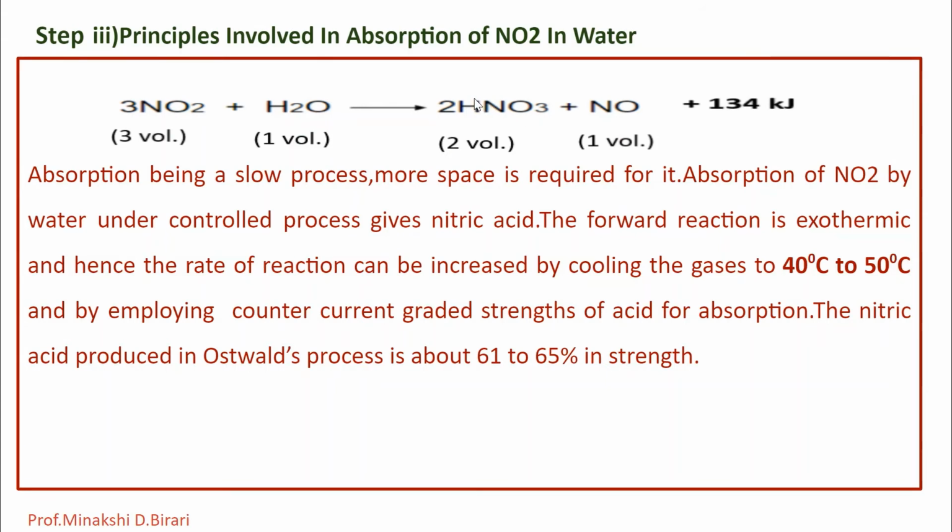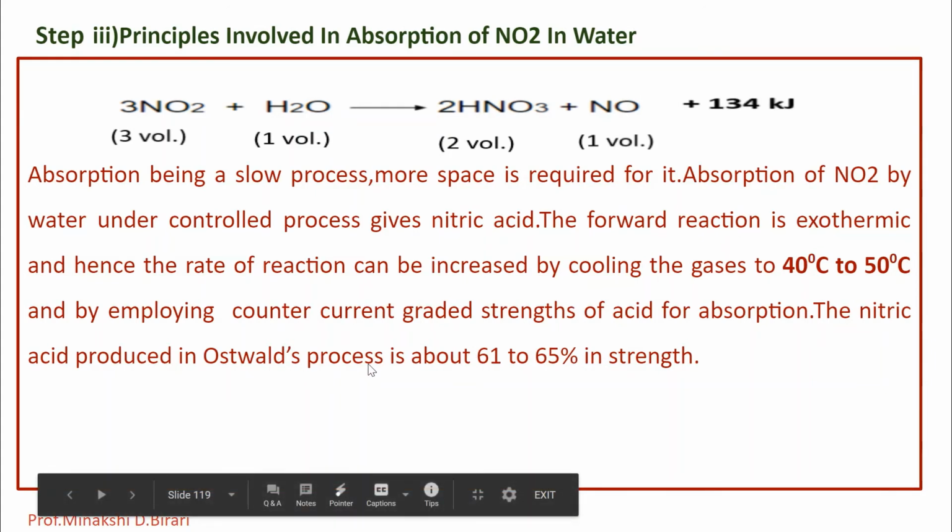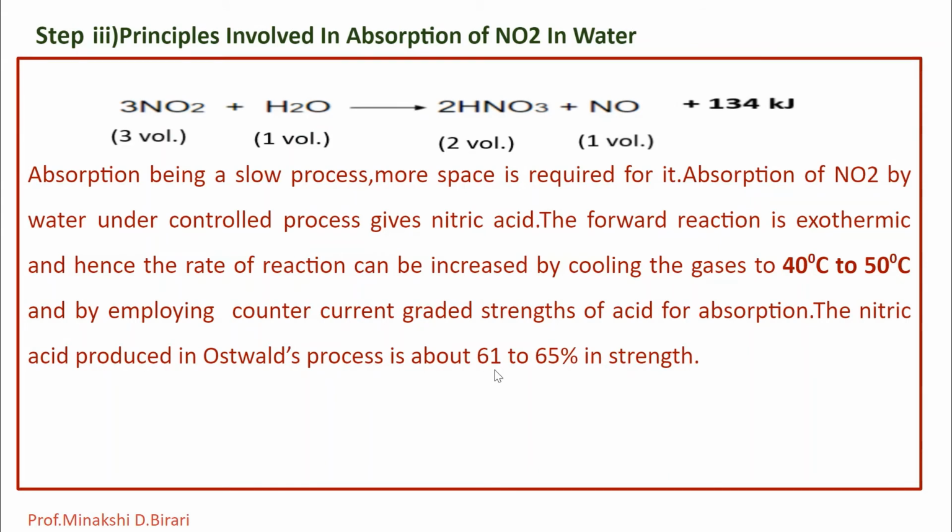This reaction is the controlling reaction. Rate of reaction is increased by cooling the reactants to 40 to 50 degrees Celsius because the reaction is exothermic. Absorption of NO2 is a slow process, so more space is provided for the interaction of reactants. So by using Ostwald's process, the nitric acid produced is about 61 to 65% in strength.